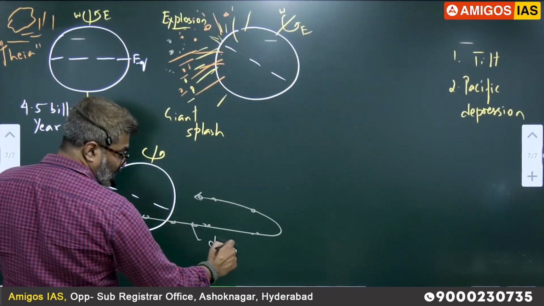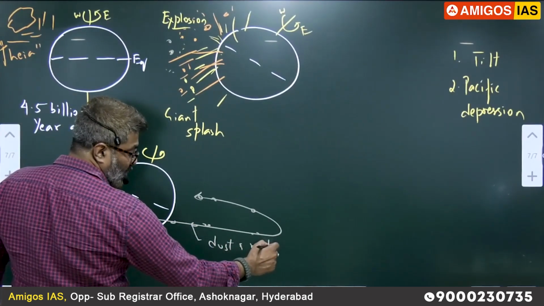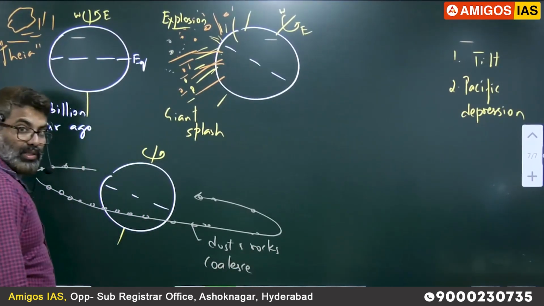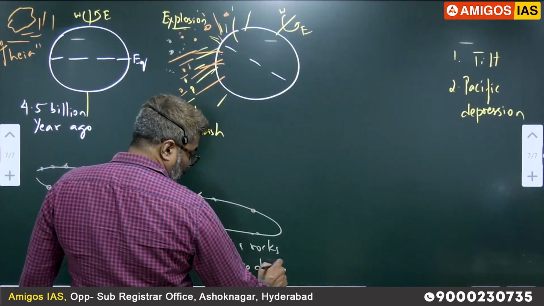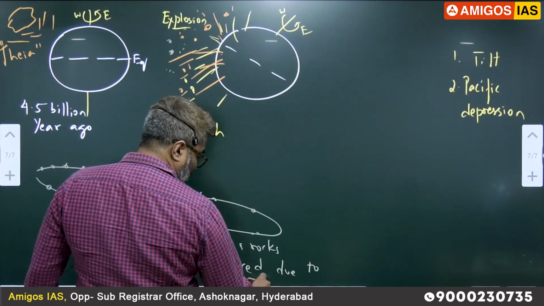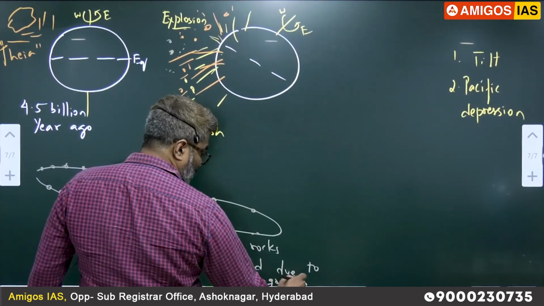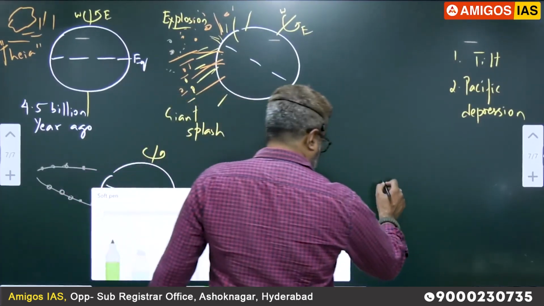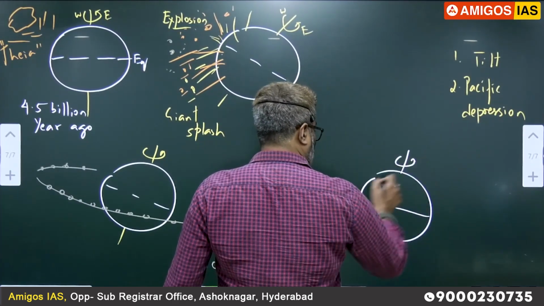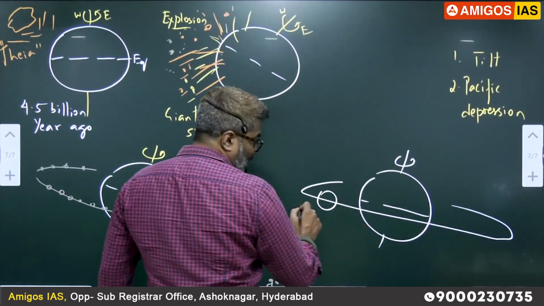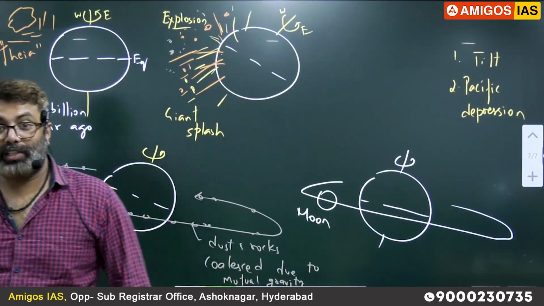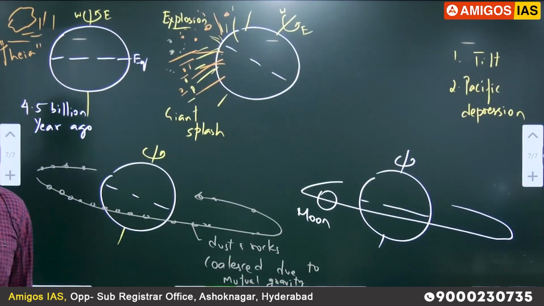So slowly they all coalesced, all the dust and rocks. What does coalesce mean? To combine. Due to mutual gravity. What happens when they combine? See here now. All of them combine to form a celestial object that we today call the moon. So that is why we say the moon is our natural satellite.